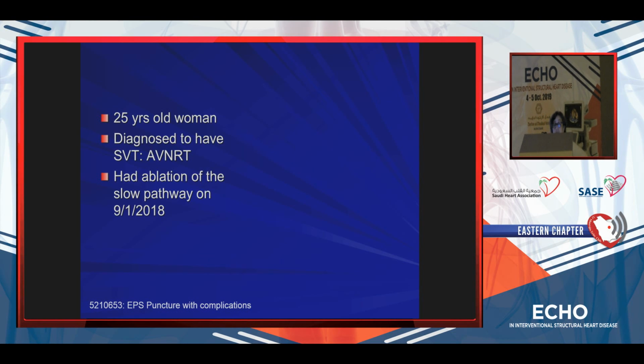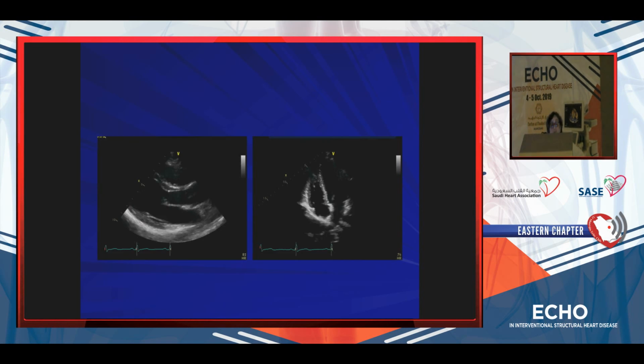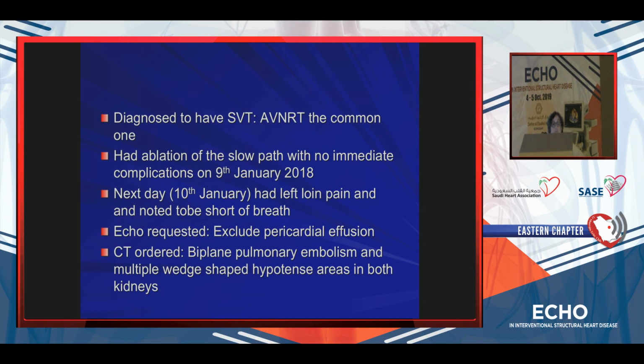This is a 25 years old woman diagnosed to have supraventricular tachycardia, the atrioventricular reentrant tachycardia, nodal reentrant tachycardia, and she had ablation of the slow pathway on the 9th of January 2018. And this is her echo just before she went for her ablation. Beautiful parasternal long axis view, beautiful four-chamber view with no problems.